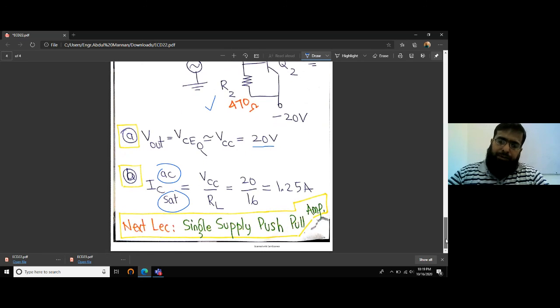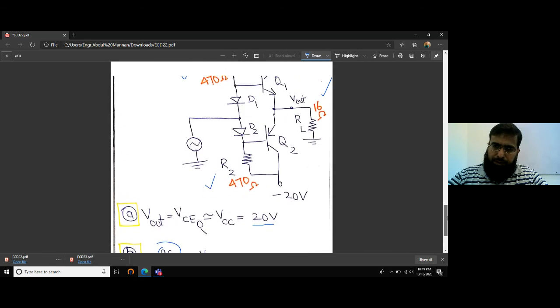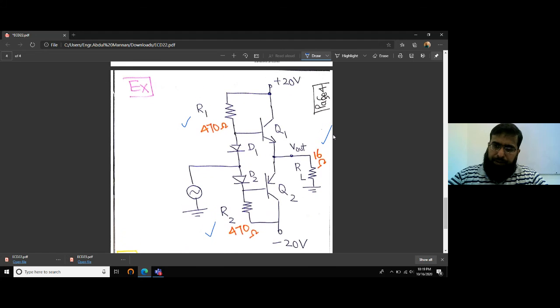In the next lecture, we will study the same push-pull amplifier but for single supply. Up till now, we have been studying circuits that have dual supply, this plus 20 volt and minus 20. So from the next lecture onwards, we will study circuits where this would be a ground instead of a negative VCC.